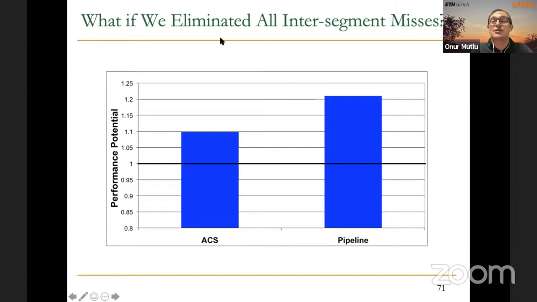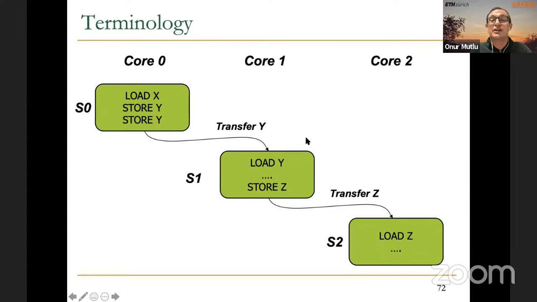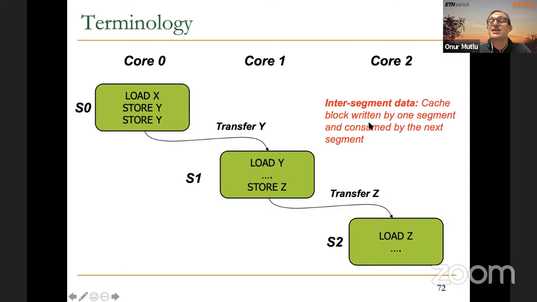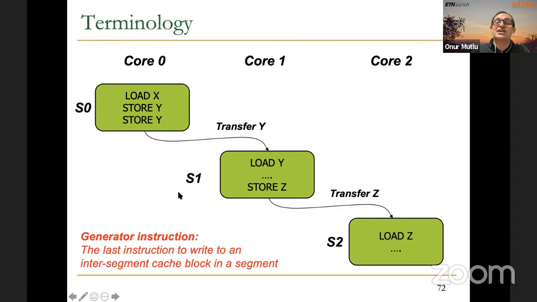Okay, so let me define some terminology first. You've seen this picture before. Basically, I'm going to define inter-segment data as a cache block that's written by one segment and consumed by the next segment. Basically, this is data produced by one segment and consumed by the next segment. You can also think of this as producer-consumer data, if you will. And you can see that cache block Y and cache block Z are examples of this over here. A generator instruction is the last instruction that writes to an inter-segment cache block in a segment. So let's take a look: in segment zero, the store to Y is to inter-segment data.